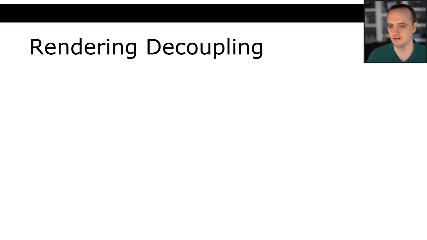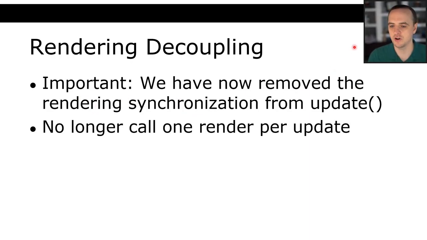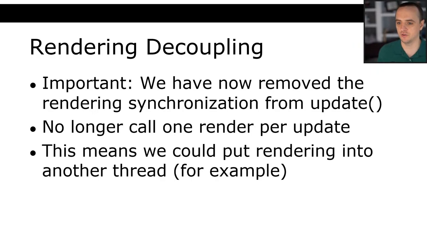So what we've done here is something that's very important. We have decoupled rendering from the game simulation. So we've removed the synchronization of rendering from update. And we're no longer necessarily calling one render per update. That means if we wanted to, we could put rendering into another thread, or we could put the game engine update into another thread. We no longer have to go in lockstep, right?